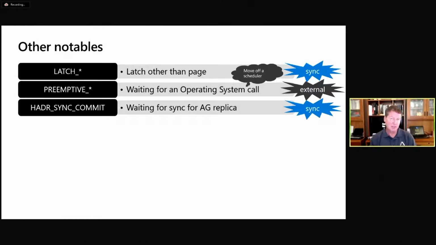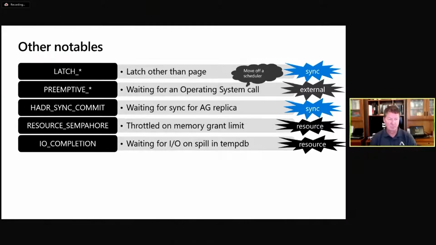Now, a HADR sync commit wait shows up naturally, and it's normal as part of being synchronized for AG replication. So you will see scenarios using AGs with synced secondary replicas where this wait type shows up, and WRITELOG also shows up, because WRITELOG is the local log flush, and HADR sync commit is the actual synchronization of log blocks to an AG replica.